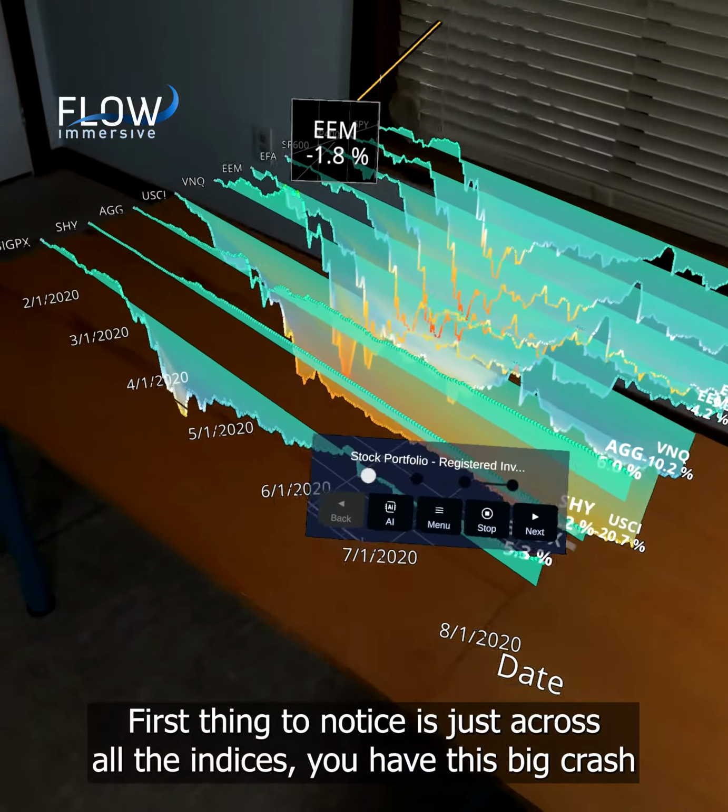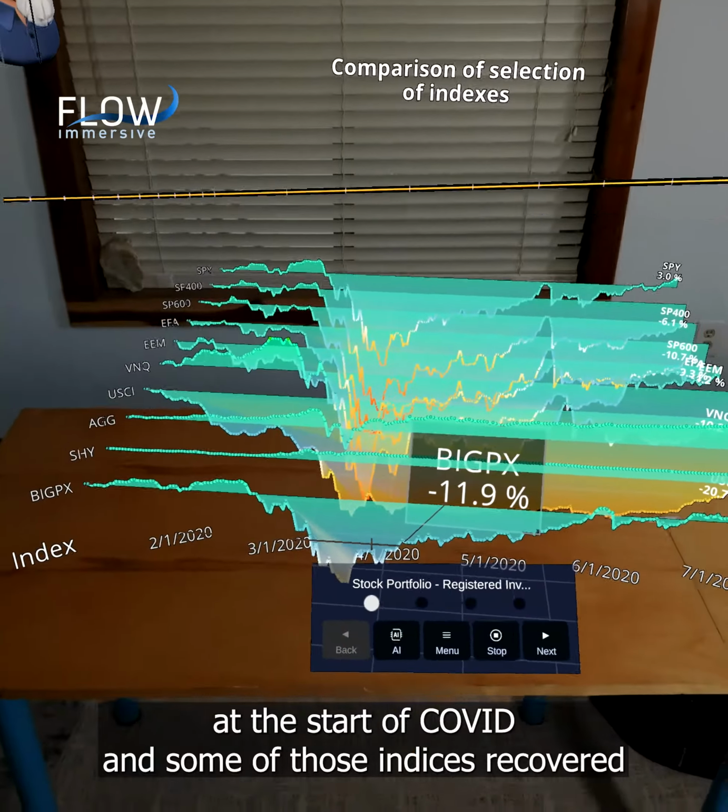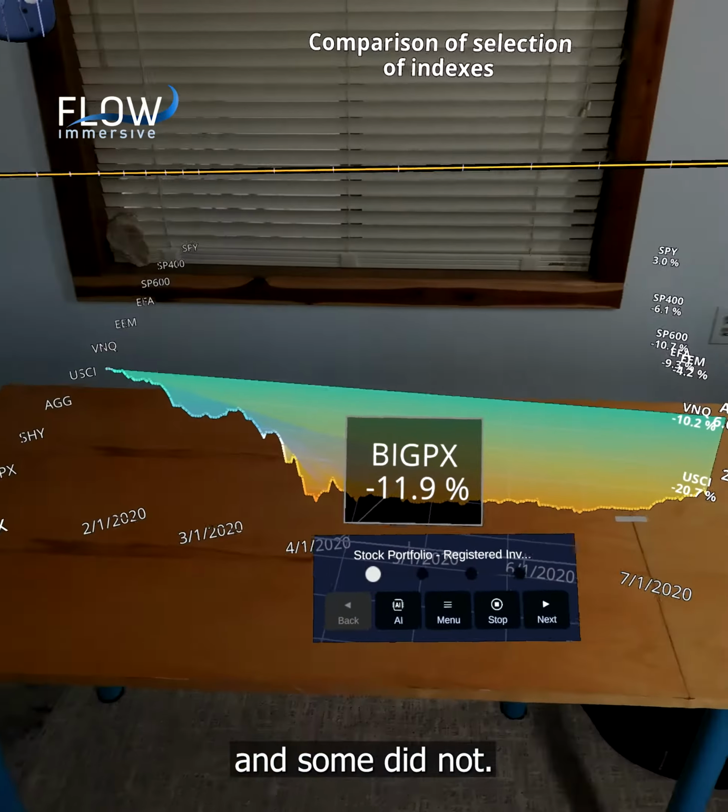First thing you can notice is just across all the indices, you have this big crash at the start of COVID. And some of those indices recovered and some did not.